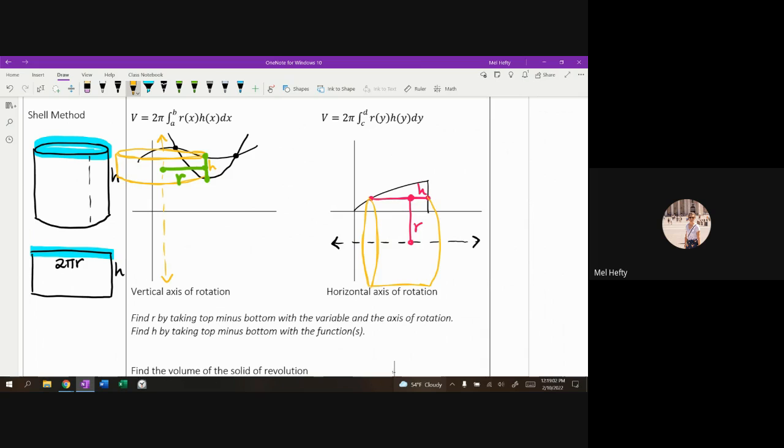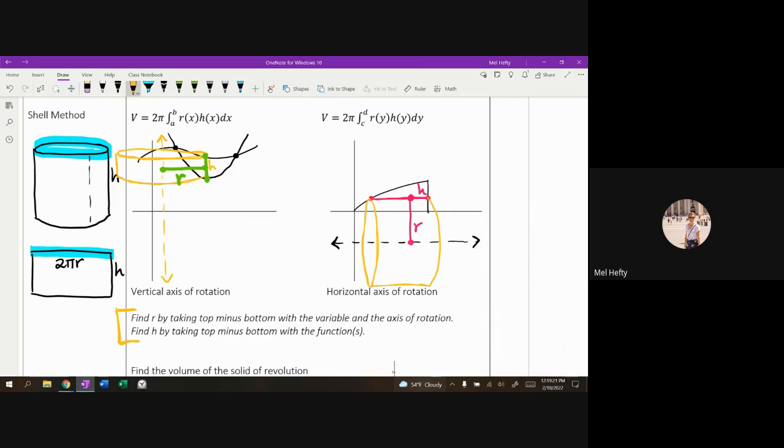So I've got some shortcuts here, but I want to just talk out the first couple examples. I will say the thing that's going to be the most confusing is probably the radius. So we're going to talk about that the most. The height honestly looks like a lot of what we've been doing before. It looks like a top minus bottom with our functions, and it is going to be that.